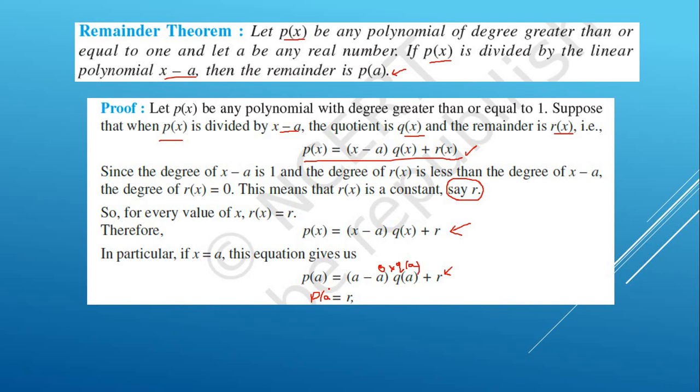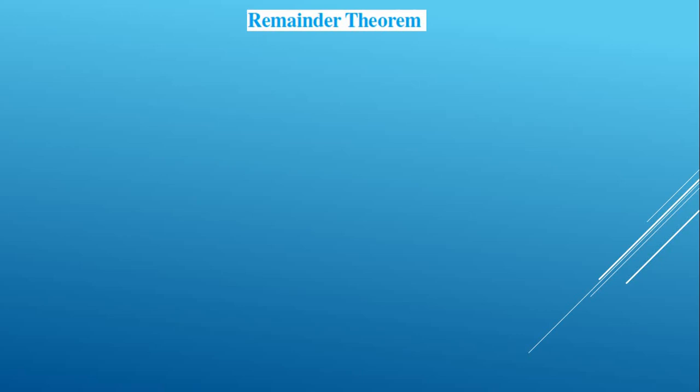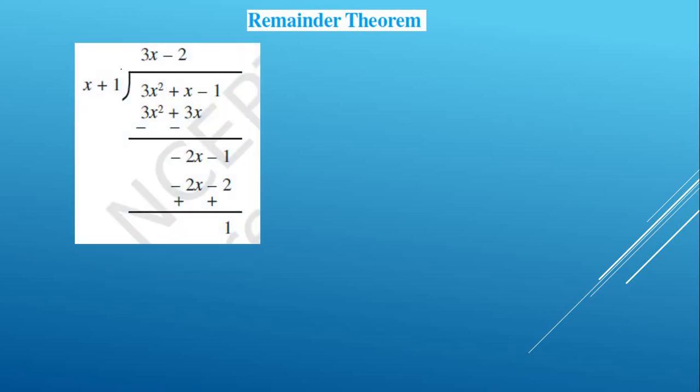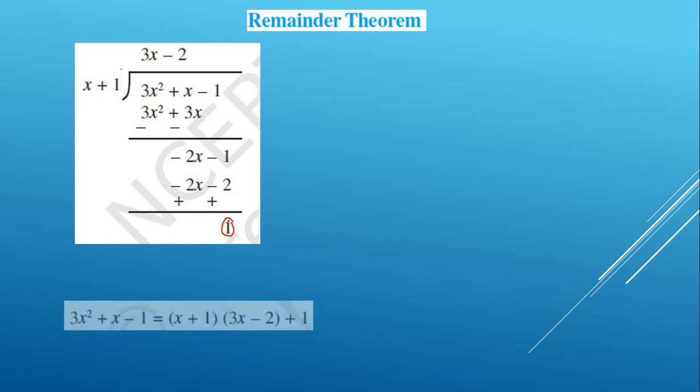From this, what we can conclude is that instead of doing division, we can use the remainder theorem to get the remainder for the given polynomials. So let's see the same example that I explained earlier. Here we did the division and we got the remainder as 1. Now let's see how the remainder theorem can be applied here.